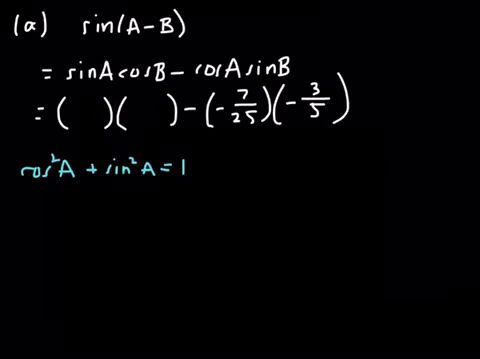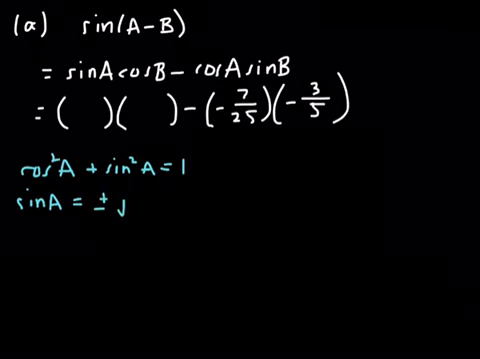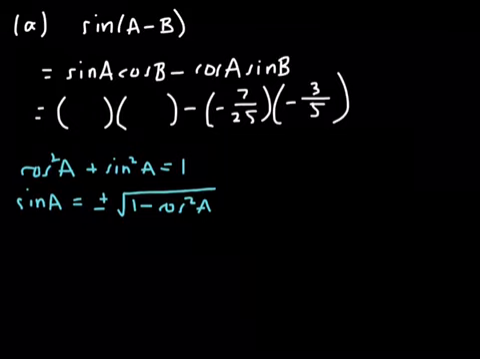Now, you can solve for sine of A here. Sine of A is going to be equal to plus or minus the square root of 1 minus cosine squared of A. That was me subtracting cosine squared of A from both sides and then taking the square root of both sides. Now, do you remember where angle A is? If you rewind the video just a little bit, we said angle A is in quadrant 3. Now in quadrant 3, sine is negative. So then I'm going to take the negative root here.